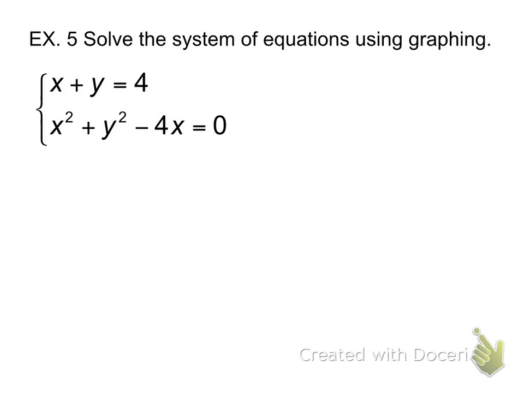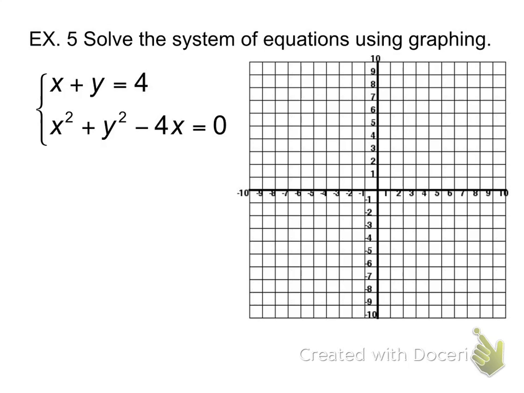Okay, number 5. X plus y equals 4, and I have x squared plus y squared minus 4x equals 0. So we're going to solve this system of equations by graphing. In order to solve by graphing, we can use our calculator, but I'm actually going to graph it on here as well. In order to use our calculator, we have to get y by itself.